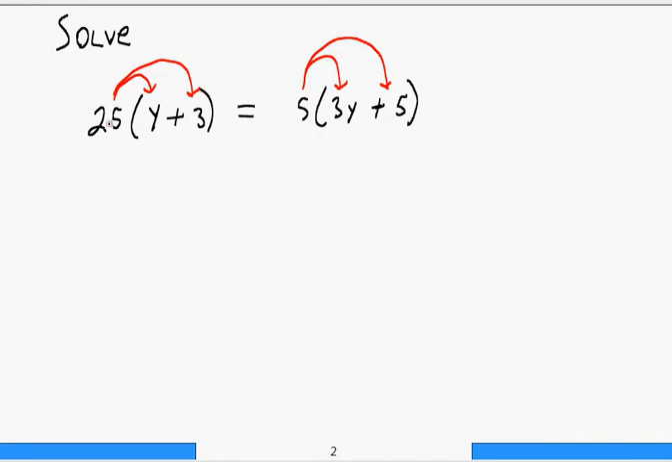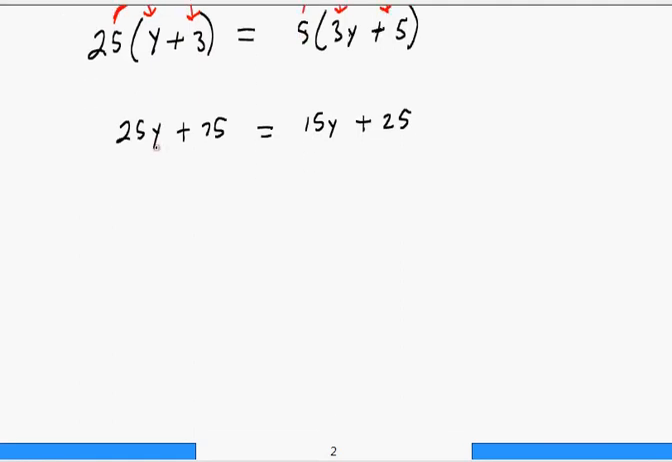Now when we do that, we get 25 times y is 25y, and then plus 25 times 3 is 75. On this side, we do 5 times 3y, and we get 15y, plus 5 times 5 is 25. And we'll see in a minute what happens if there's a negative on the outside of the parentheses.